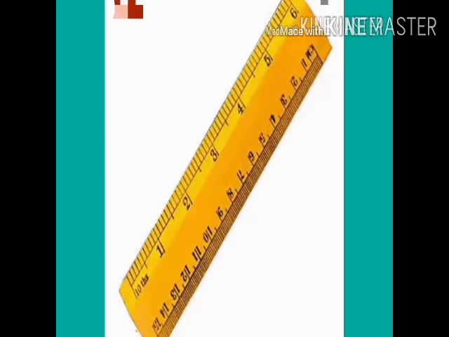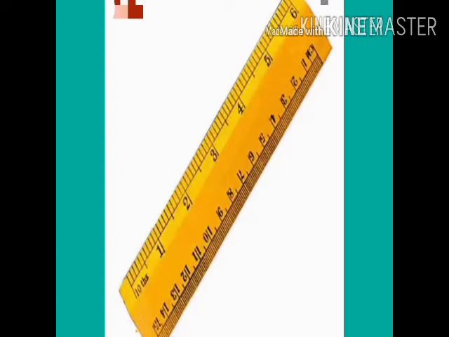So here I have a scale which can be used to measure the quantity. Take your scale and see: there are larger marks that are 1 centimeter apart. See your scale, take your scale and see this. These larger marks are themselves divided into 10 smaller marks.